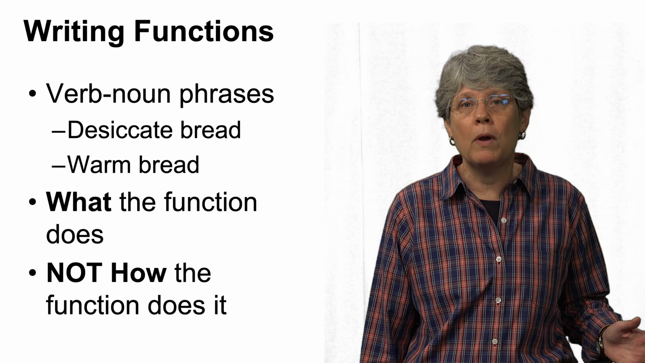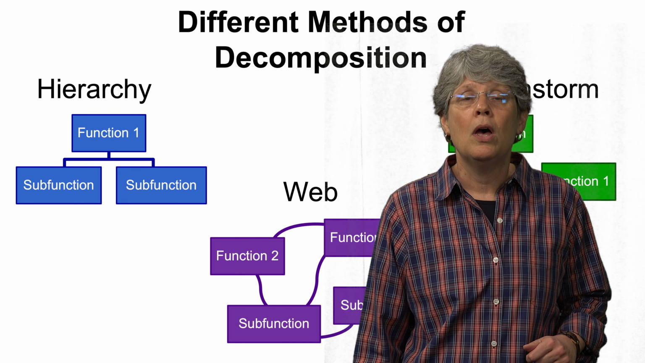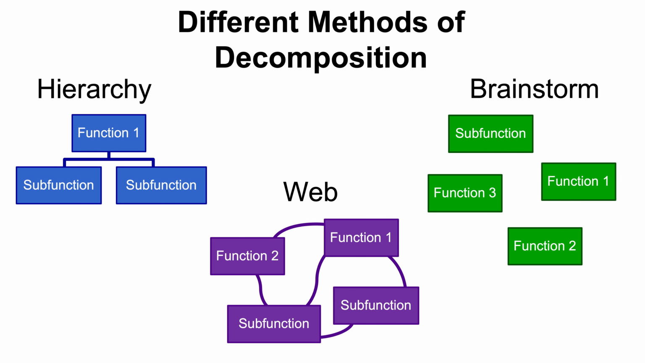Now, there are many methods of decomposition. Shown here are three. The first is hierarchy, when you start with a main function and then you try to hierarchically break down those functions into subfunctions. Another strategy might be just to brainstorm as many functions as you can think of and write those down separately. A third way might be to generate many ideas, but in a more web-like format. So you identify a function and then maybe a related function that you would connect through a line. Any of these methods can work for you, and I would encourage you to try them.